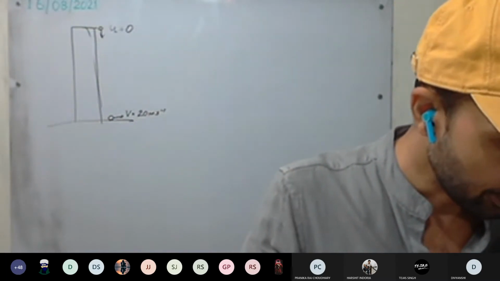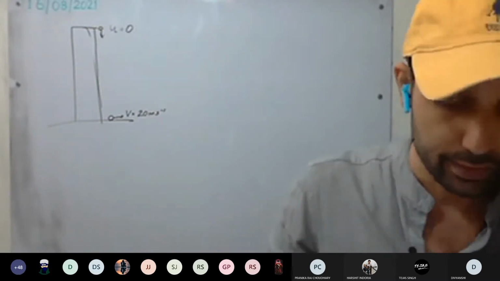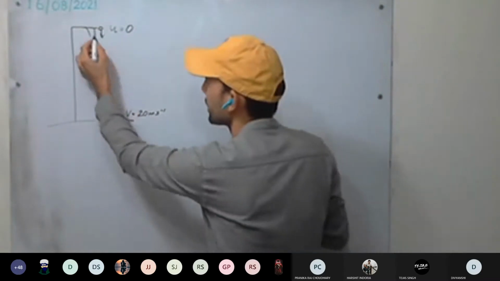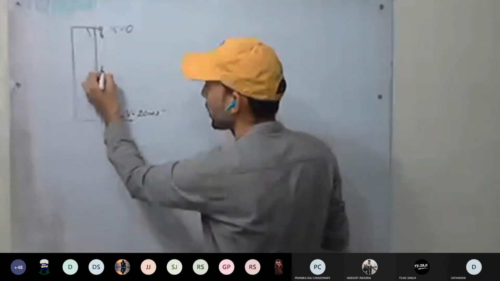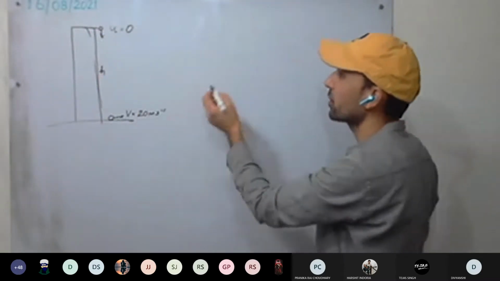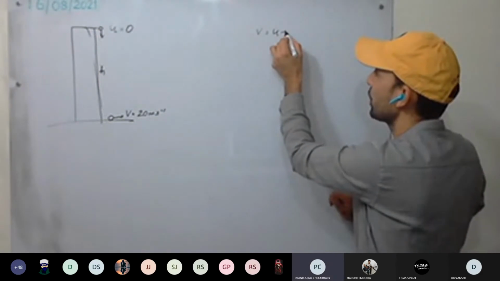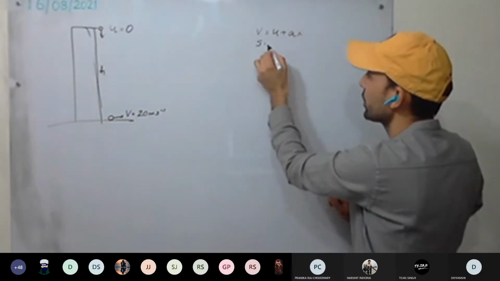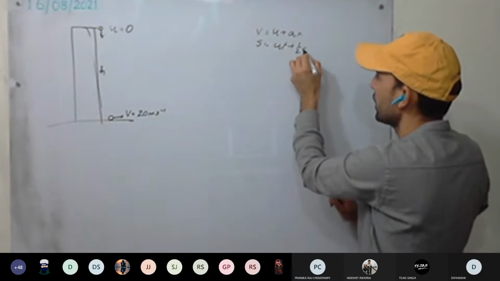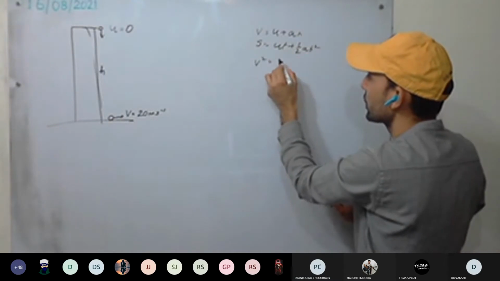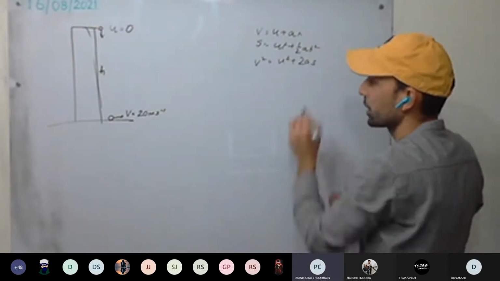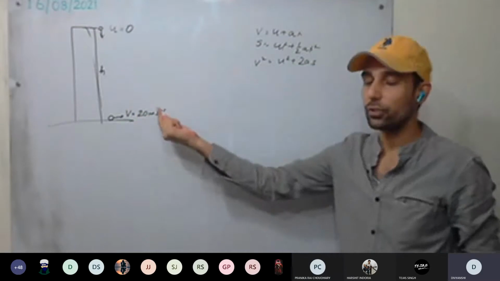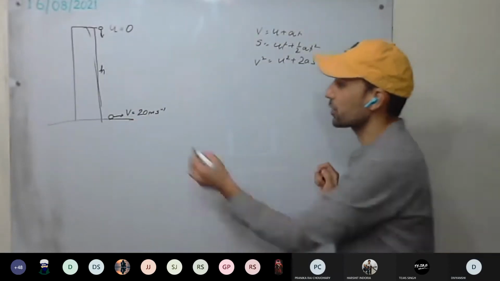A body is dropped, and what you have to calculate is the height of the tower. From here to here, what is the height of the tower we have to calculate? Again, you have the three equations. v equal to u plus at. s equal to ut plus half at square. v square equal to u square plus 2as. Here time is not given, so we can't use the first two equations.